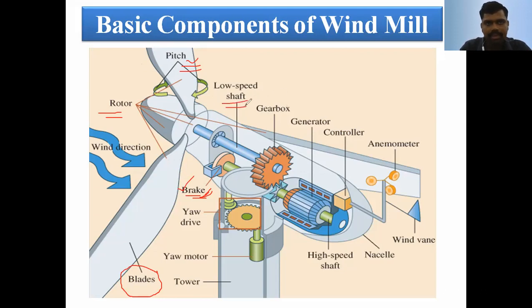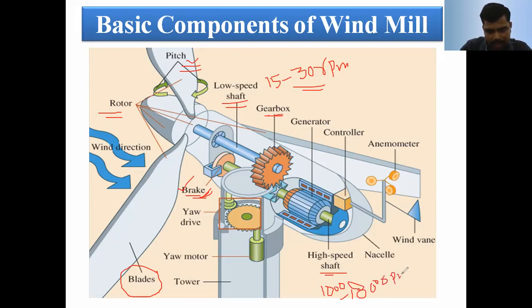And the low speed shaft. The rotor rotates the low speed shaft at 15 to 30 rpm, that is, revolutions per minute. And the gearbox connects the low speed shaft and the high speed shaft, and increases this rotating speed from 15 to 30 rpm to 1000 to 1800 rpm in the high speed shaft.